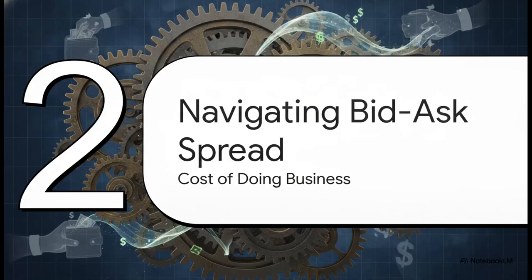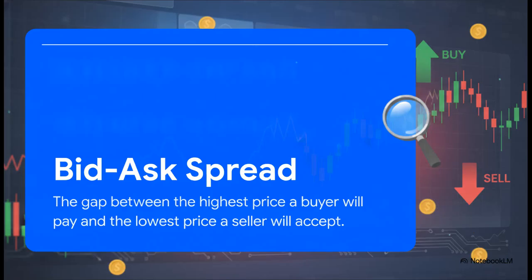Moving on to Section 2, navigating the bid-ask spread, the cost of doing business. This is the hidden engine of the market, and it directly impacts your wallet. Now, market makers don't provide that instant liquidity out of the goodness of their hearts, right? They do it to profit. And the crucial concept here is the bid-ask spread. Every single tradable security actually has two prices at any given moment, not just one. The bid is the highest price a buyer will pay, and the ask is the lowest price a seller will accept. The gap between them, that's the spread.